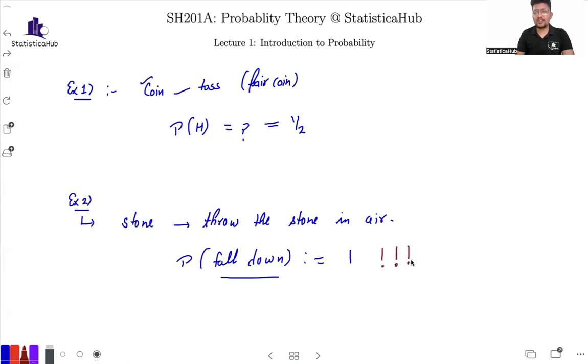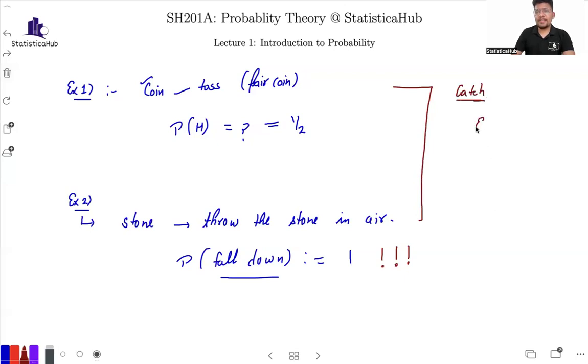For a very general concept, what is the probability that the stone will come down to the earth? We know that certainly it will be falling down. So in that particular context, you can say the probability comes out to be 1. But there is some sort of glitch, or we can say some sort of catch.